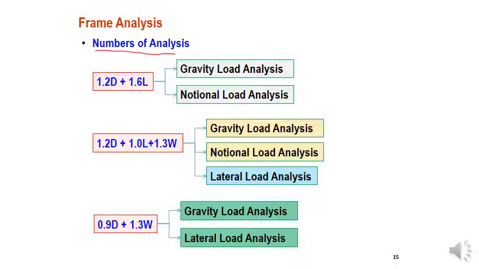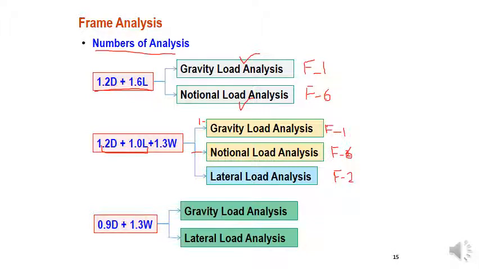So the number of analyses you have to do: for the gravity loads, of course, there is no wind load, so no lateral load, meaning frame 2 is not going to be used. You have to do the gravity load analysis and the notional load analysis, so you only use frame number 1 and frame number 6. For the second load combination, you have the gravity loads, dead and live both. So what does it mean? Number 1, the gravity load analysis using frame number 1; notional load analysis using frame number 6; and lateral load analysis by frame number 2.